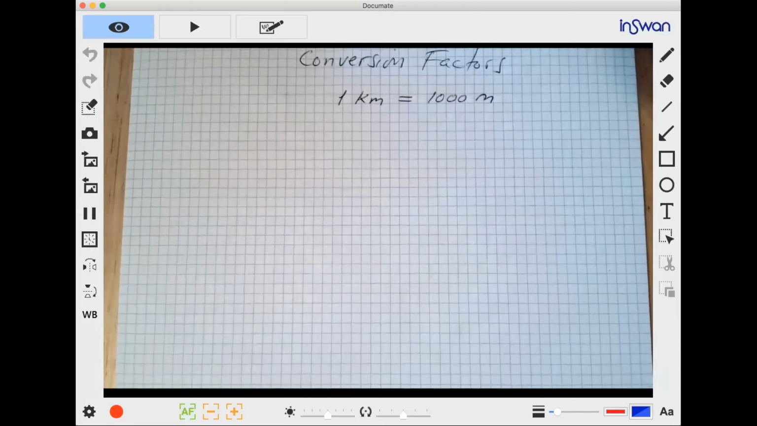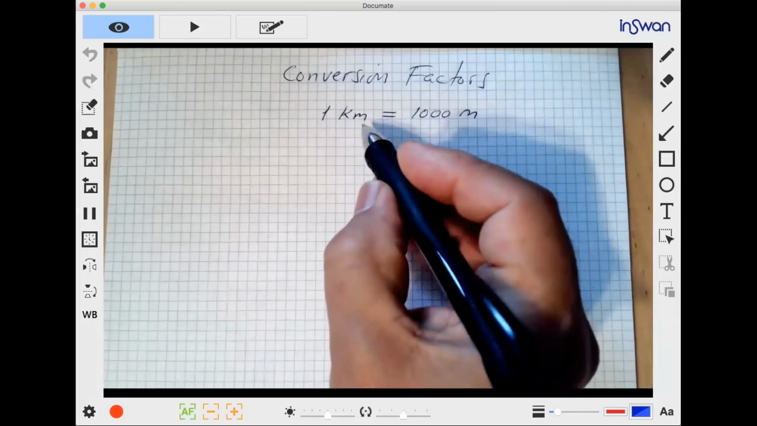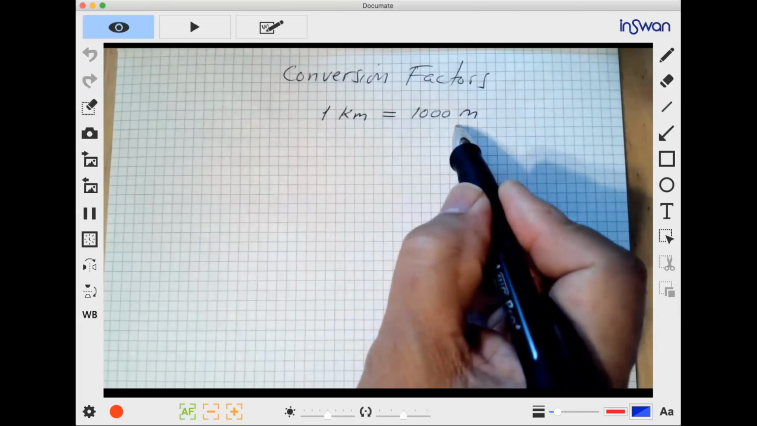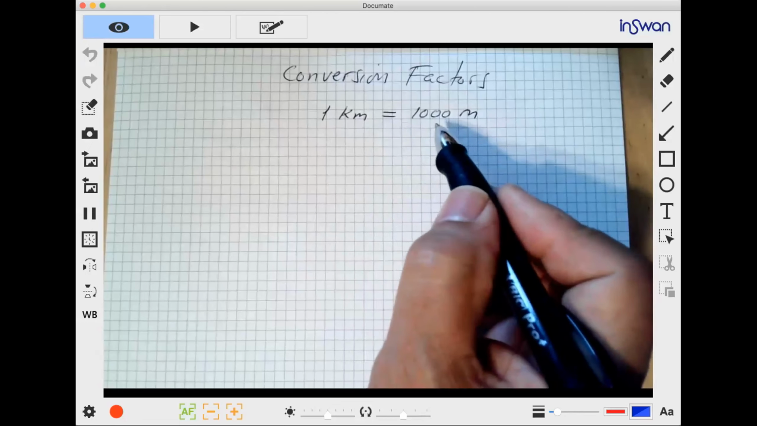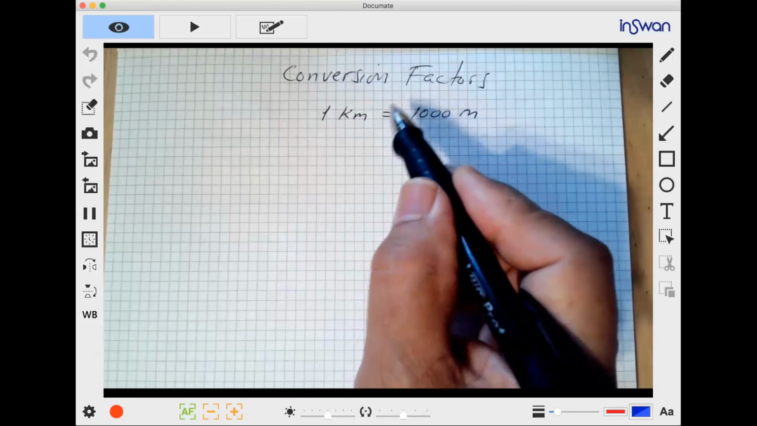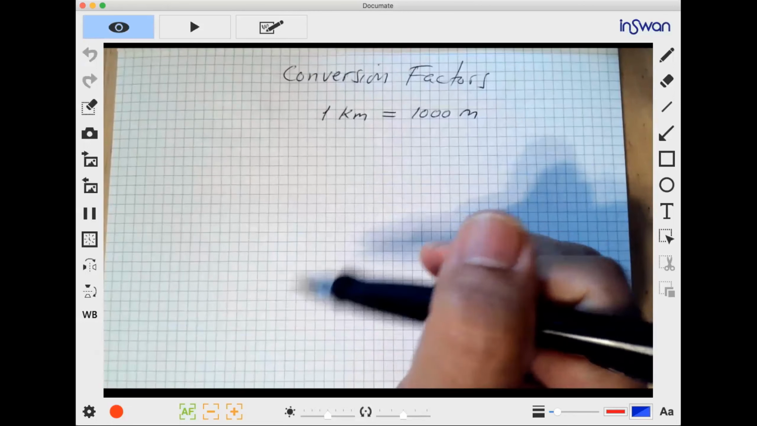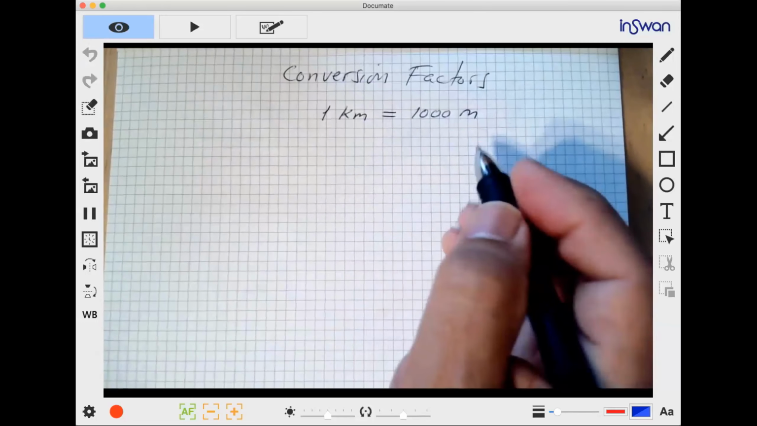And from every equality, you can get 2 conversion factors. Now, this is telling you that 1 kilometer is exactly the same as 1,000 meters. So we don't worry about significant digits when making conversions, but we do worry about significant digits in the numbers that we have to convert, not in the conversion factors, but in the numbers that we have to convert.